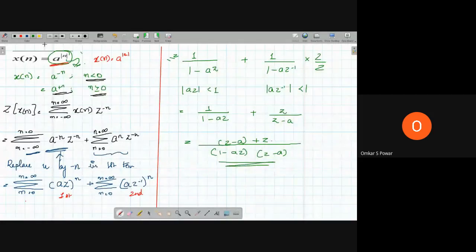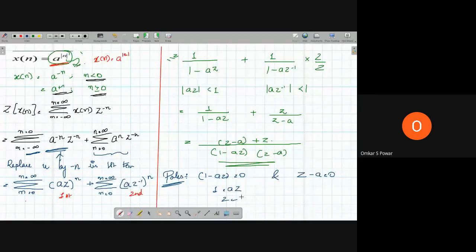Now, in order to get the poles, what do we have to do? We have to equate the denominator to 0. So 1 minus az is equal to 0 is one pole, and z minus a is equal to 0 is our other pole. So 1 is equal to az, or z is equal to 1 by a is our first pole. Second pole at z is equal to a. So we have got the two poles.